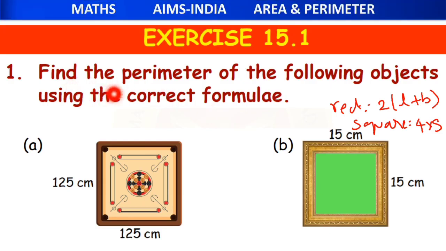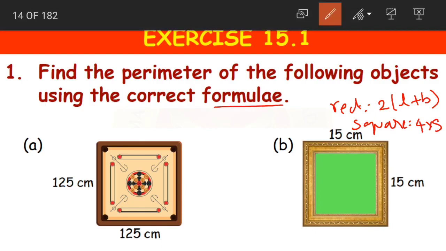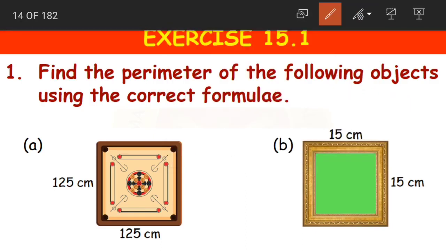Find the perimeter of the following objects using the correct formulae. Formulae is nothing but formula only, children. Okay, what should we do? They have clearly instructed that we have to use the formula only and then find out the perimeter.